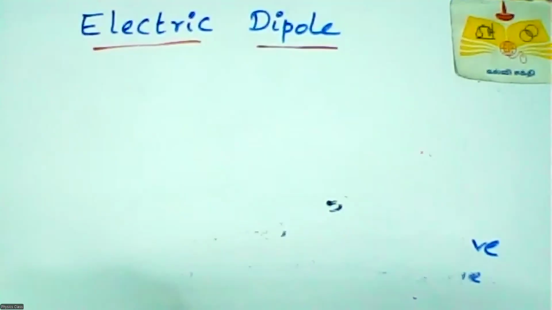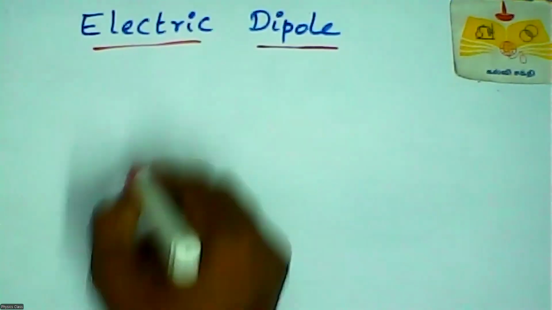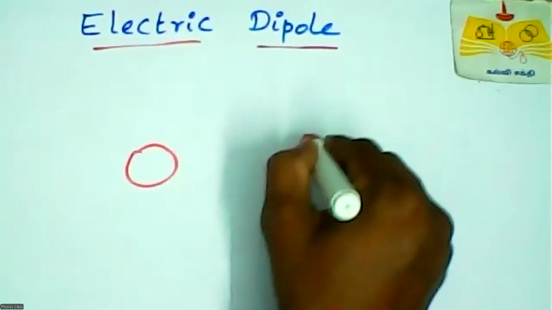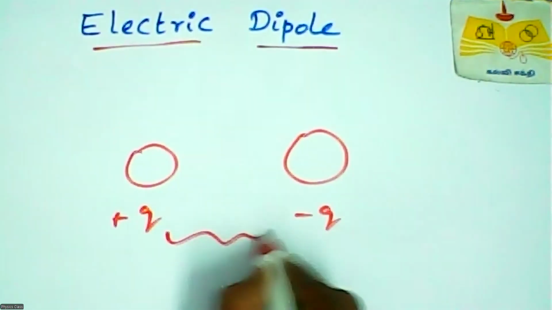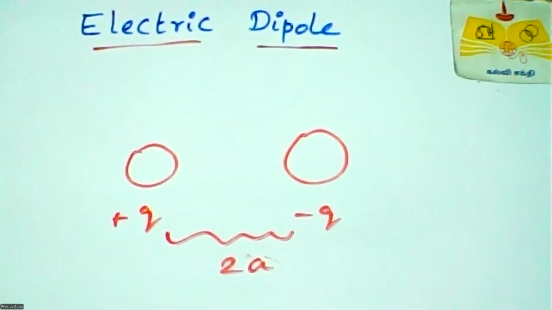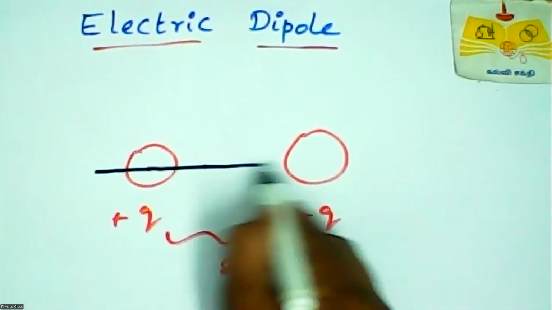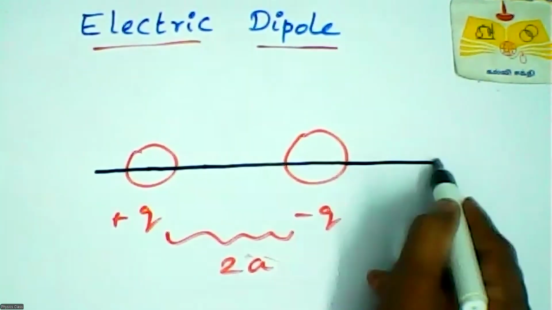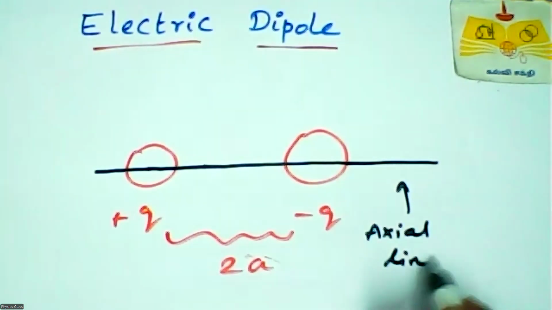Axial line is a line passing through both charges. Plus Q, minus Q, distance 2a. So the line passing through both charges is known as the axial line. So here the black color line denotes the axial line.